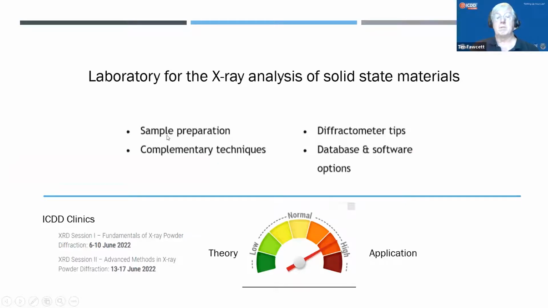Now we're going to talk about specimen preparation and complementary techniques, diffractometer tips, and database and software options. And for each of these subjects we'll talk for about 10 or 15 minutes. Wanted to bring that up because all these 4 topics are actually things that we teach in our classes, and we usually spend an hour, if not more. Specimen prep can often go 4 to 6 hours, but we're going to cover them very quickly today.